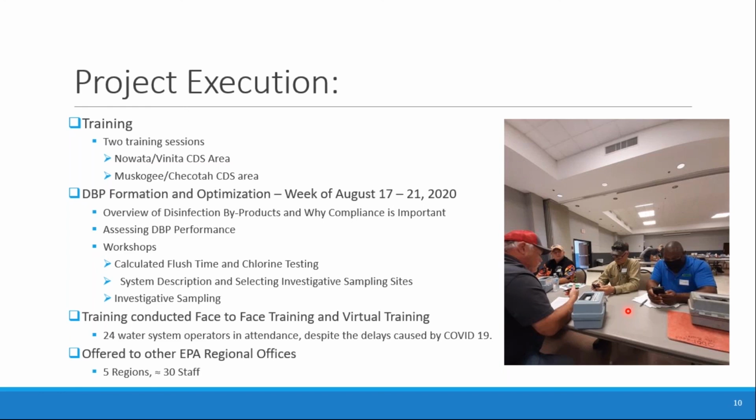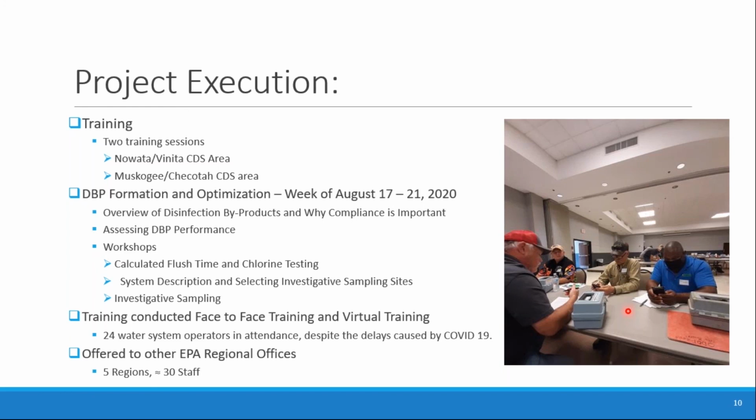But depending on the distance of the service line where the sample tap is to the main line, that might be too long or it might be too short. So there was a workshop on how to calculate the time it would take to flush the line from the main to the sample point. And then there's a system description and selective investigative sample sites.